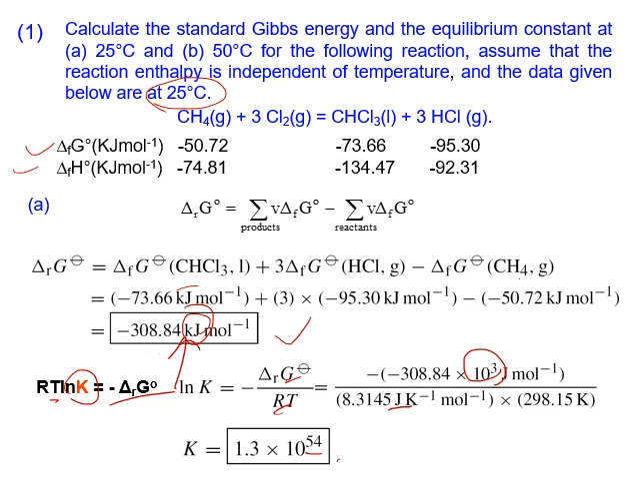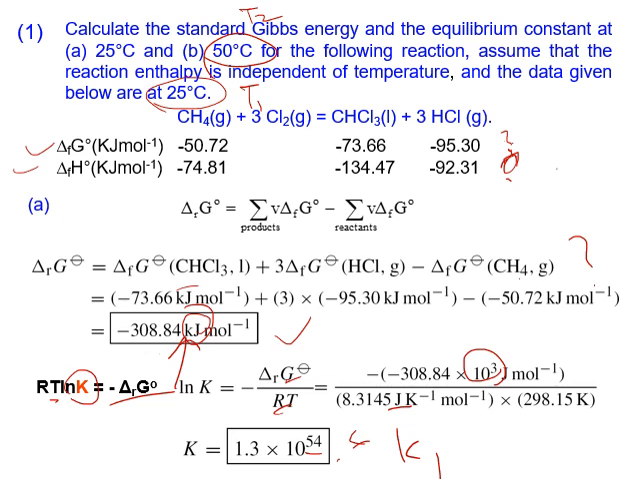How do you calculate K at 50 degrees? Now we don't have the formation Gibbs energy for 50 degrees, so we cannot calculate the reaction Gibbs energy at 50 degrees. Instead, we have to use the Van't Hoff equation. So now we use this as K1 and 25 degrees as T1, and 50 degrees is T2. Remember to change to Kelvin.